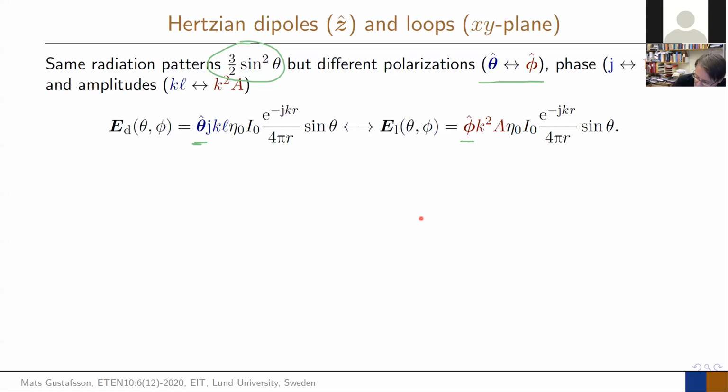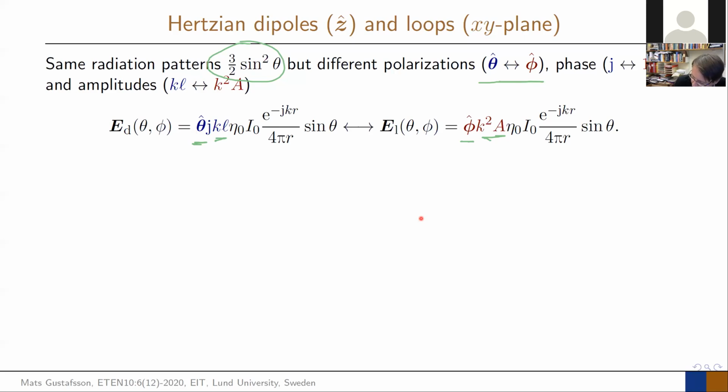We can see a scaling of the dipole is KL, so that is the electrical length of the dipole. And when we go to the loop, it's in some way some electrical area of it. So it scales as K squared times the area. K is the wave number, so dimension 1 over meter. So K squared A is dimensionless. And then we can see that the rest is the same.